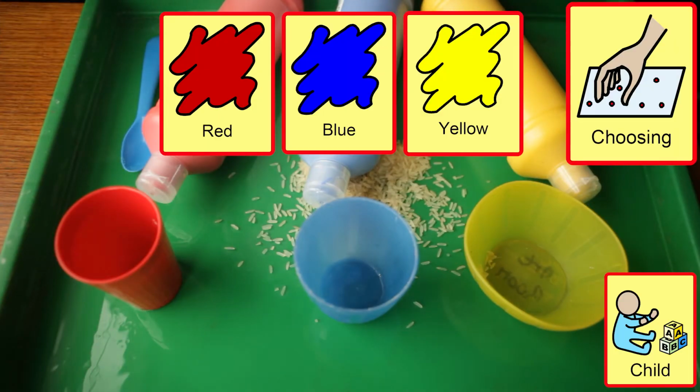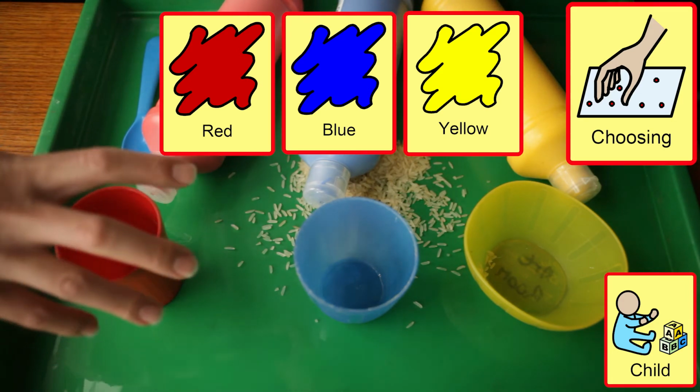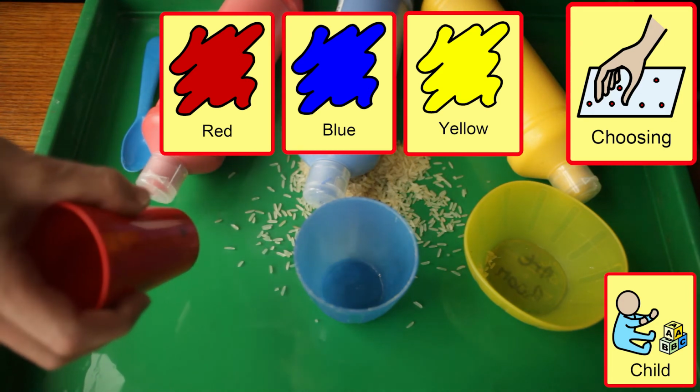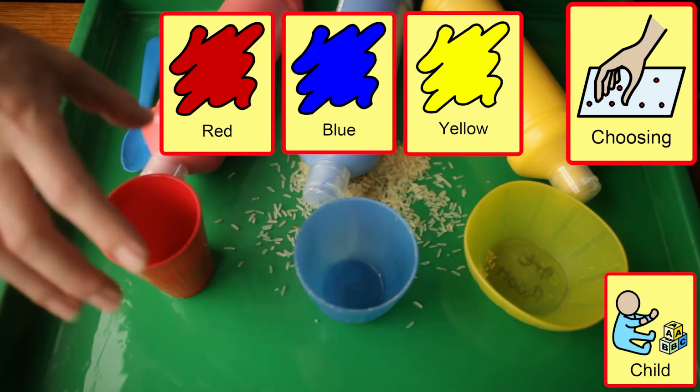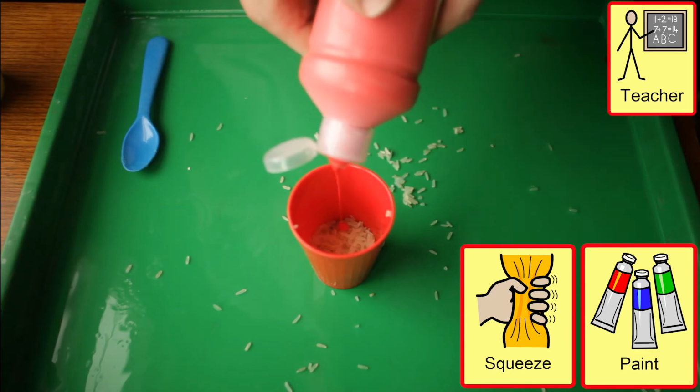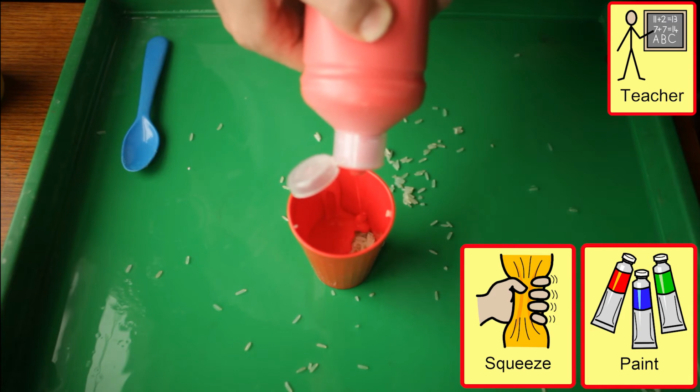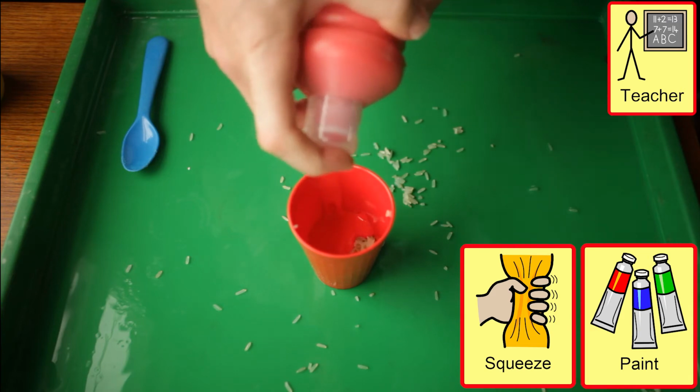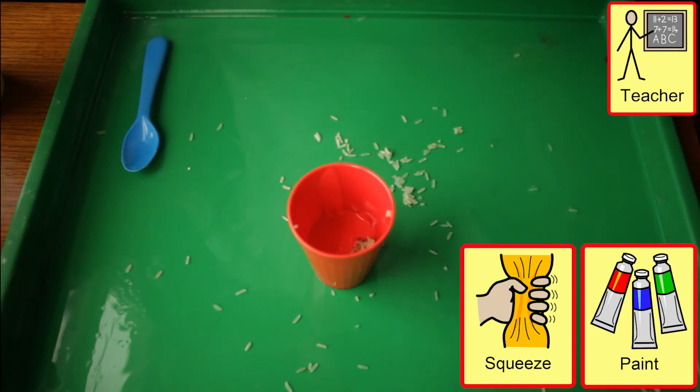Where exploration of dry rice has become normalized, we can add paint. Here a student can choose the colour. Remembering to wear an apron, the student, where possible, can help with the squeezing of the paint and then be encouraged to mix the wet, sticky paint with the dry rice.